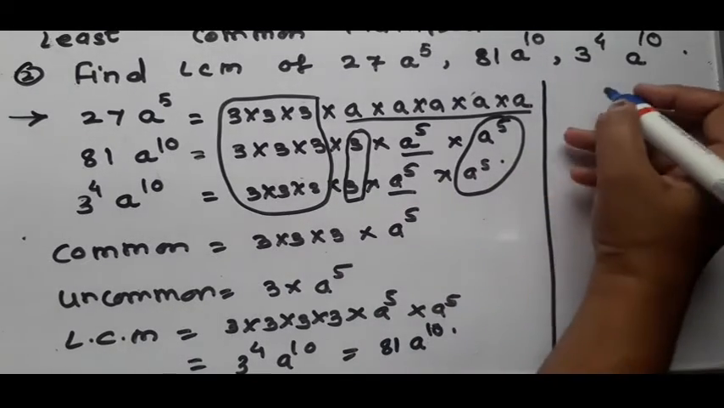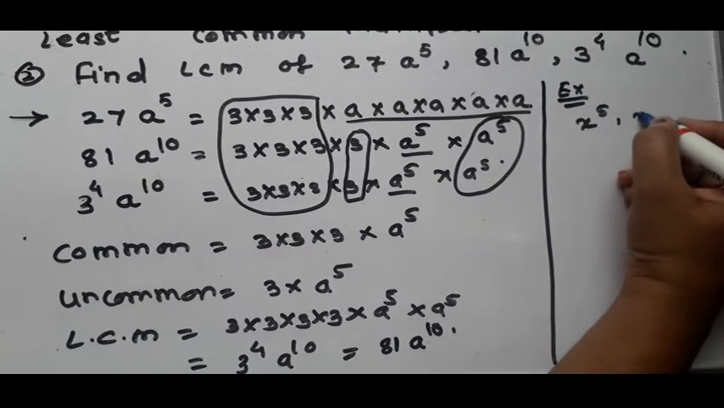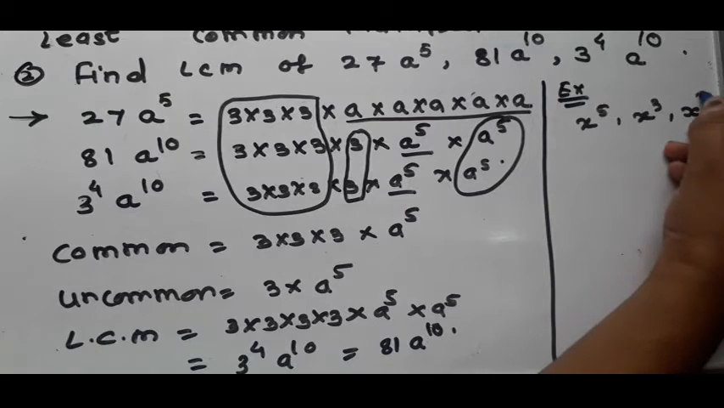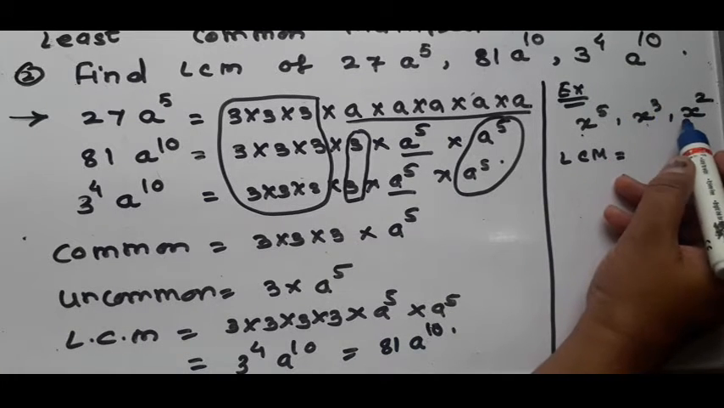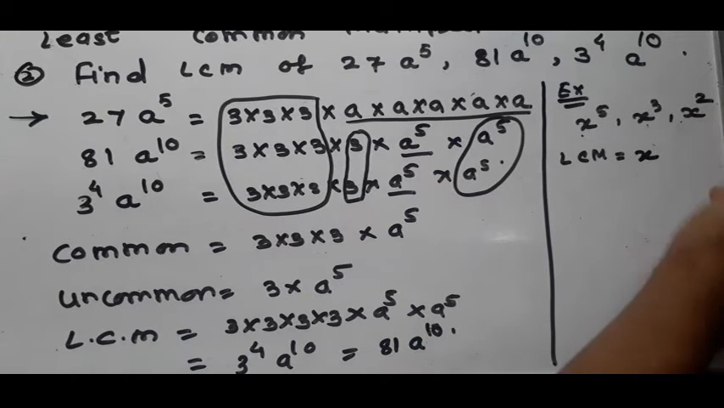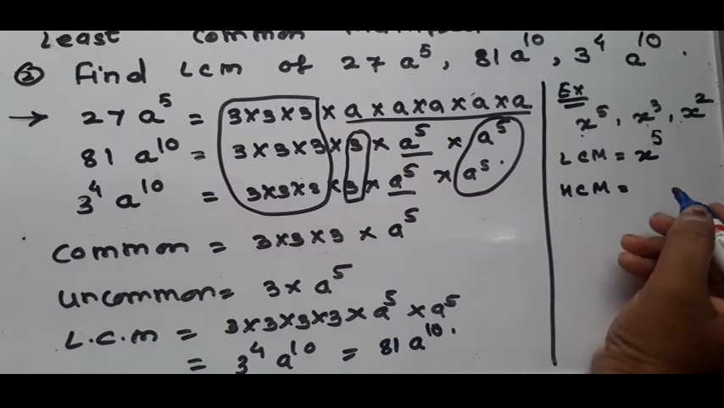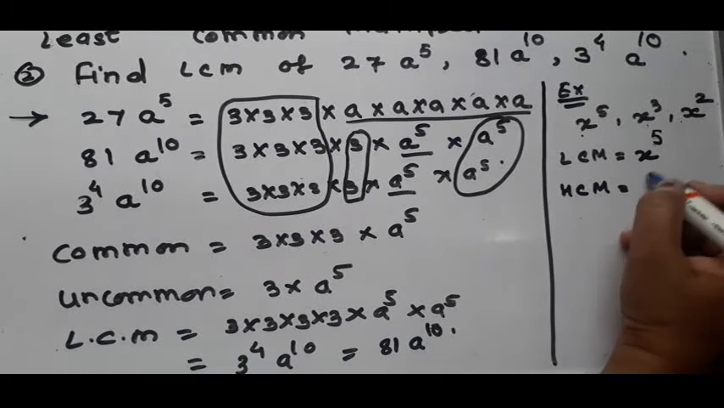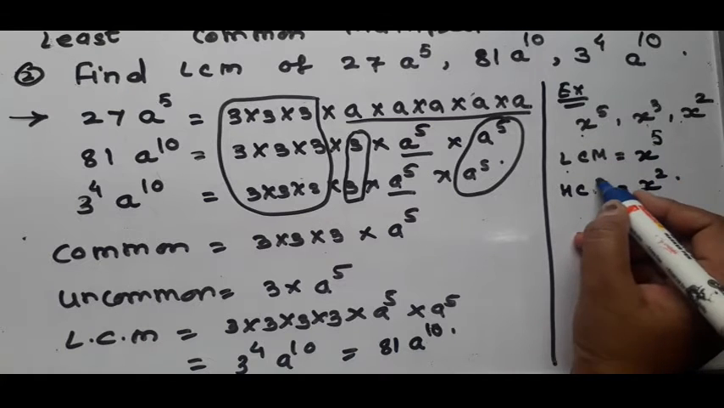Another method of solving: suppose I have the numbers x raised to 5, x raised to 3 and x raised to 2. What is the LCM of these three? LCM is always of the higher power. Means if there is x raised to 5, x raised to 3 and x raised to 2, then the LCM will always be x raised to 5. In the same manner, what will be the HCF without doing calculation? HCF will always be with the least power. Means in this case, what will be the least power? x square. So the LCM is x raised to 5 and the HCF is x square.